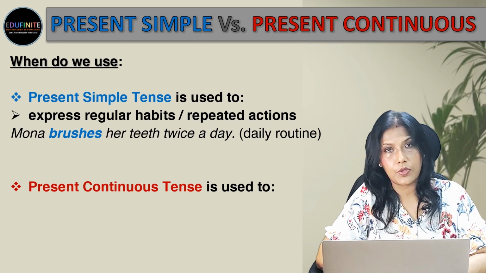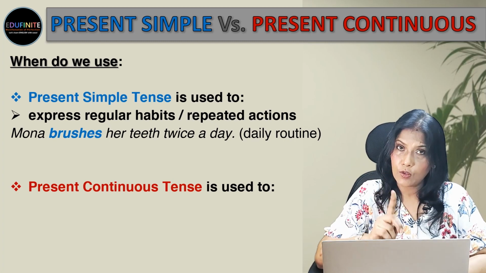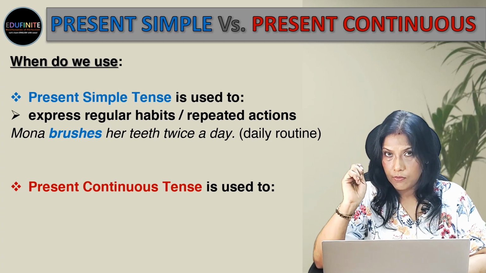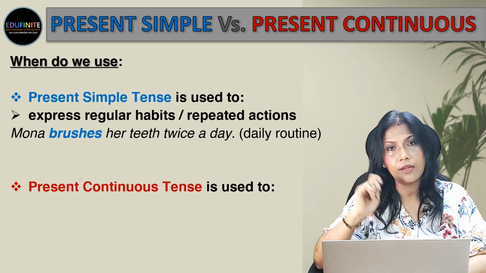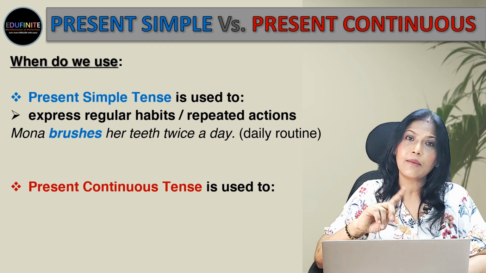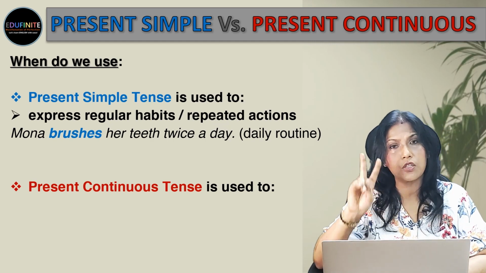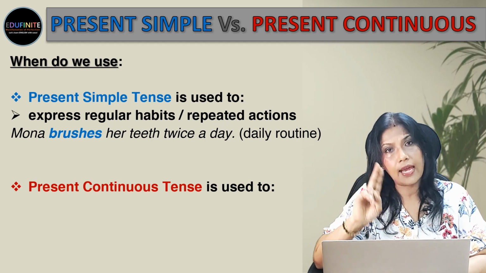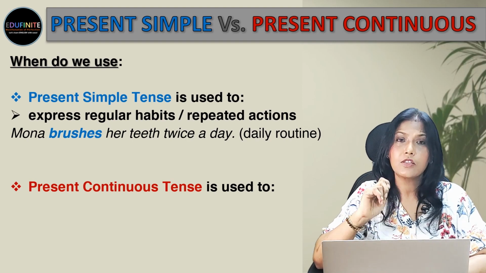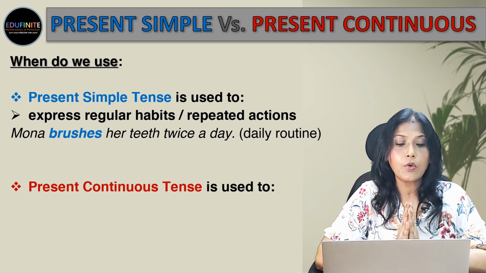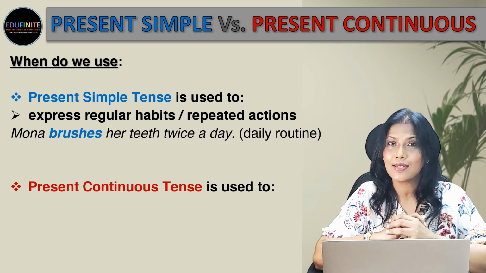So this is a daily routine. Every day without fail she will brush her teeth. Once she wakes up in the early morning, she'll brush her teeth. And then again before going to bed, she'll brush her teeth again. So twice a day, that's her daily habit. So we use the sentence, Mona brushes her teeth twice a day.